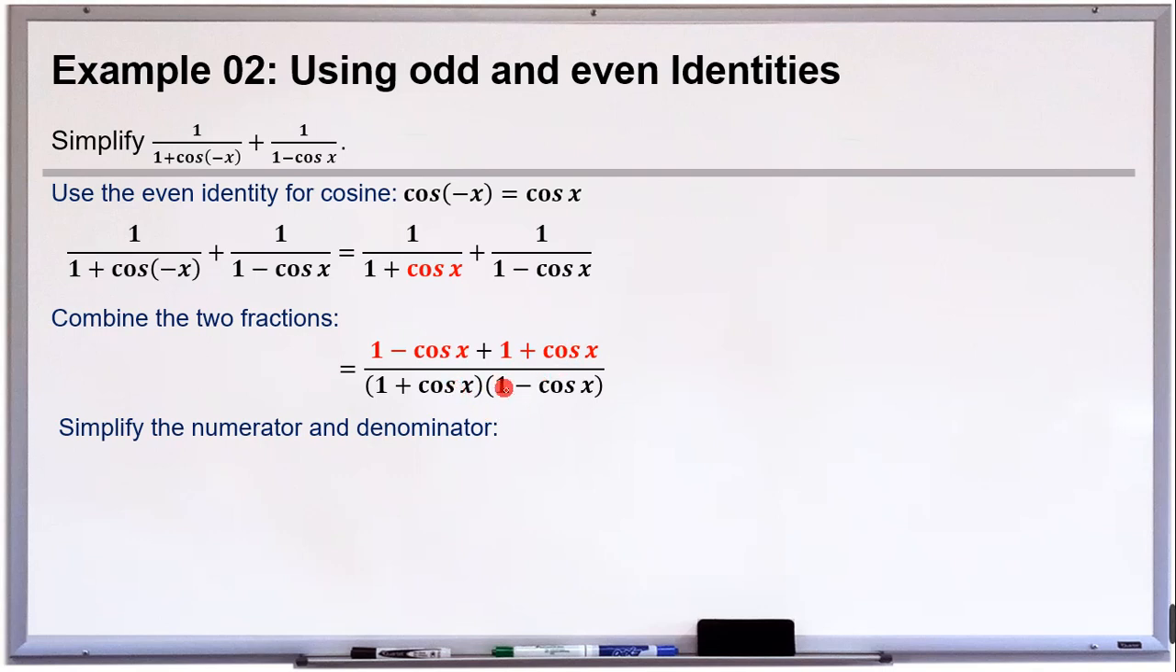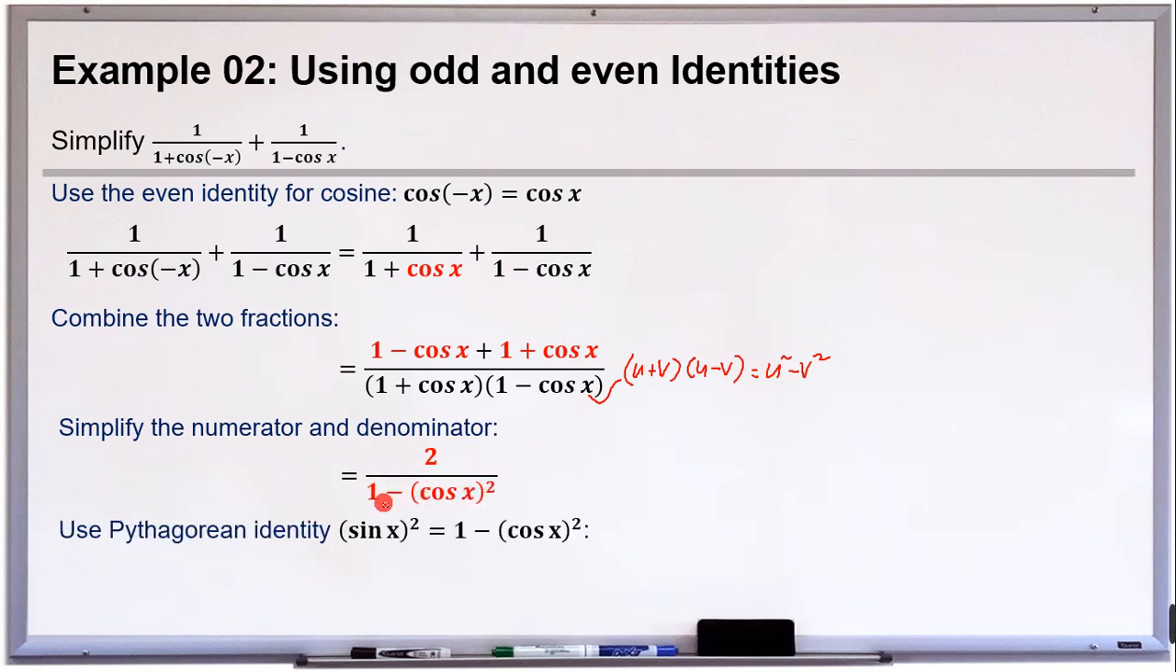And for the denominator, we can use the product of the sum and difference of two terms. If you have u plus v and u minus v, the result is equal to u squared minus v squared. So we're going to use this, and it will become 2, the numerator, all over 1 squared minus cosine x squared.